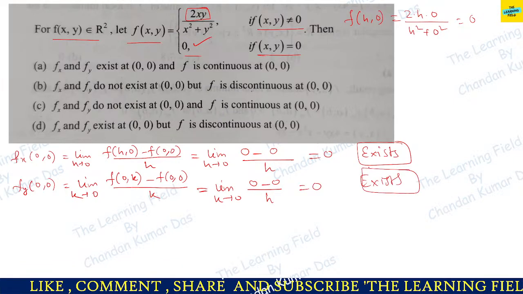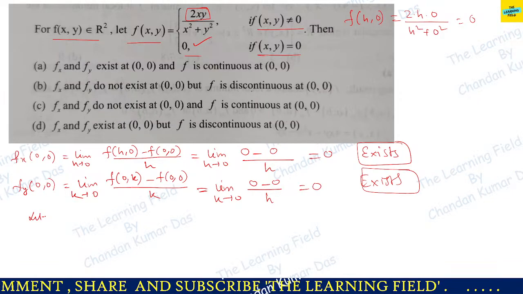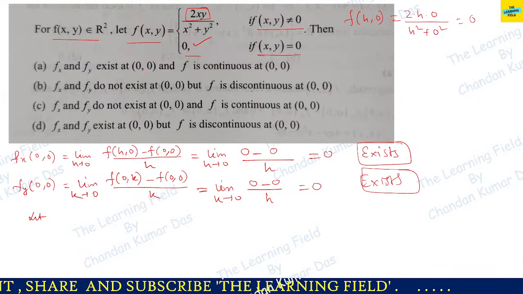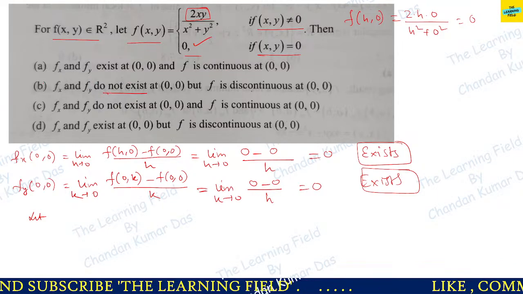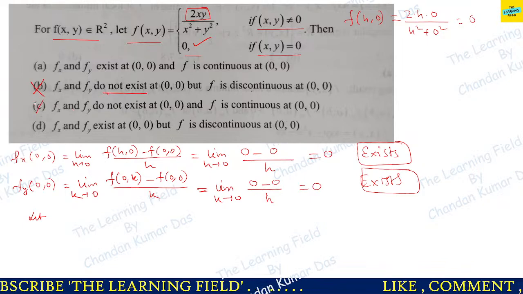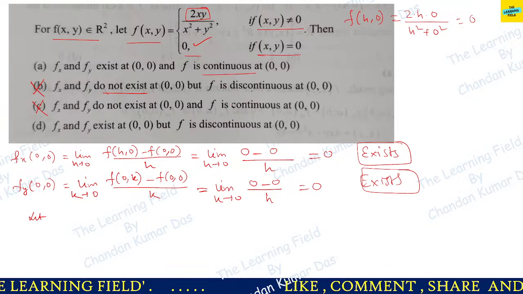Okay, but now we check the continuity. Suppose fx, fy exist, but fx is not continuous, so this option, ये option discard हो जाएगा. Do not exist and do not exist, ये दोनों discard हो जाएंगे. Now we check whether f is continuous at 0 0 or not.